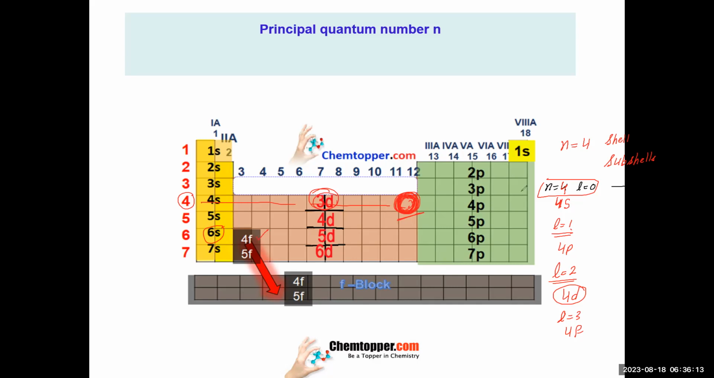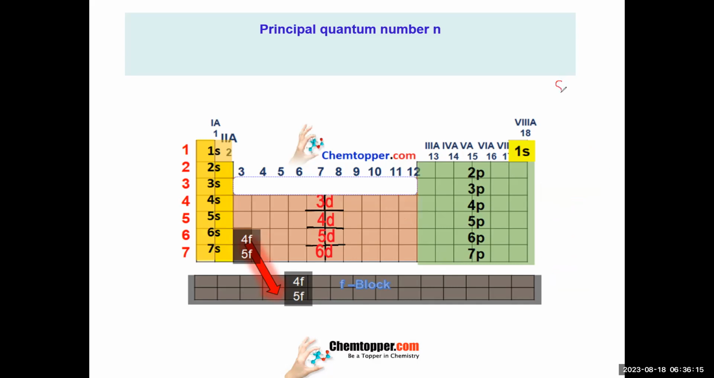Okay, now next question. In the s subshell, how many orbitals are there? Only 1 orbital. And how many electrons in 1 orbital? Electrons are 2. Which rule are we following here? That an orbital can have only 2 electrons, not more than 2. Pauli's exclusion principle, right?